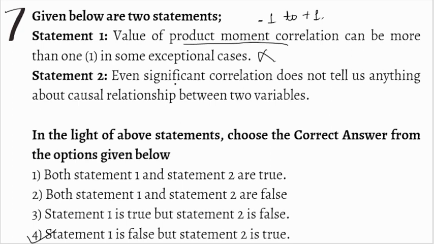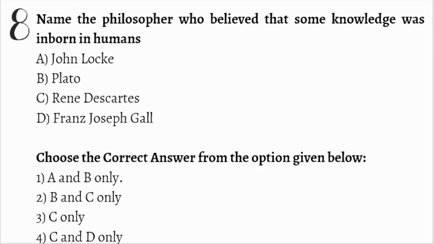Now, even significant correlation does not tell us anything about causal relationship. No, it does not tell us anything about cause and effect. It just tells us how much two variables are correlated, or what the relationship between them is. So this statement is correct. So statement 1 is false and statement 2 is true. Very well done, everyone. Moving ahead to the next question.